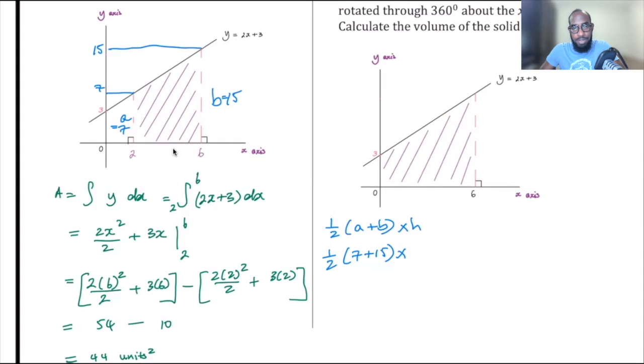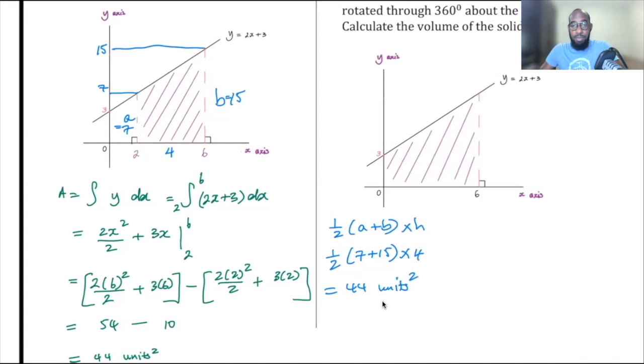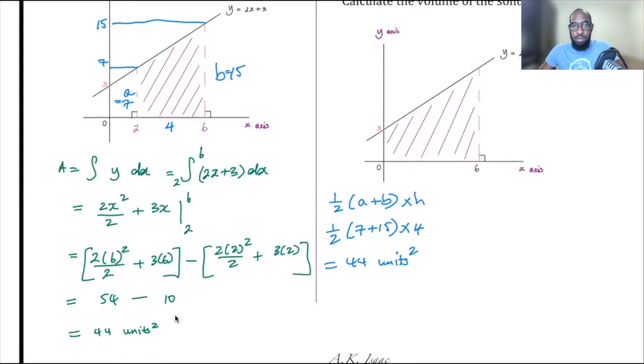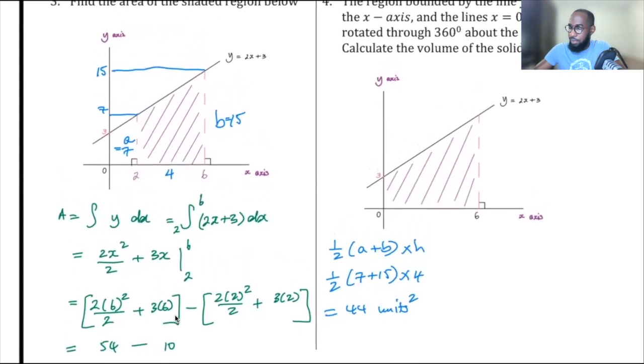This is the distance here. 6 minus 2 is 4. So here is 4, so multiply by 4. When you put this in your calculator, 7 plus 15 is 22. 22 divided by 2 is 11. 11 times 4 is 44. Right, units squared. So you see we have the same results. So that's a FYI.